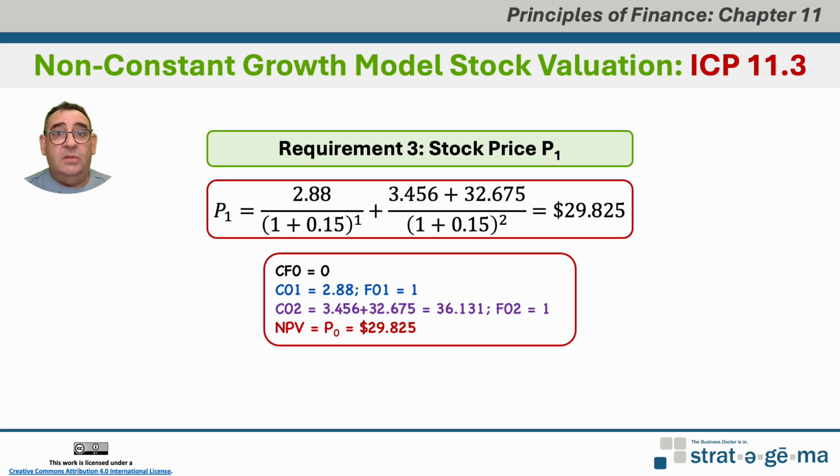If we look at the cash flow functions, notice the green row is gone, and now we have C01 is 2.88 for 1, and C02 is 36.131 for 1. And if we compute the NPV now, 29.825.